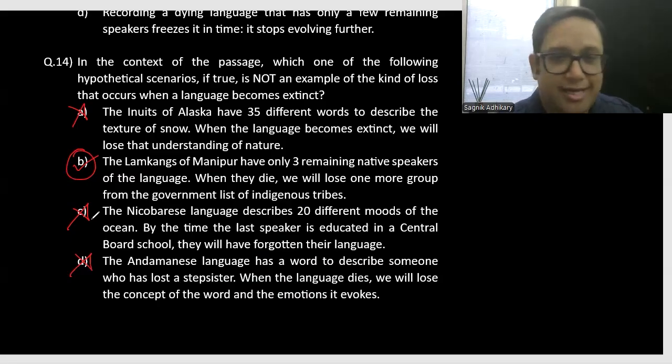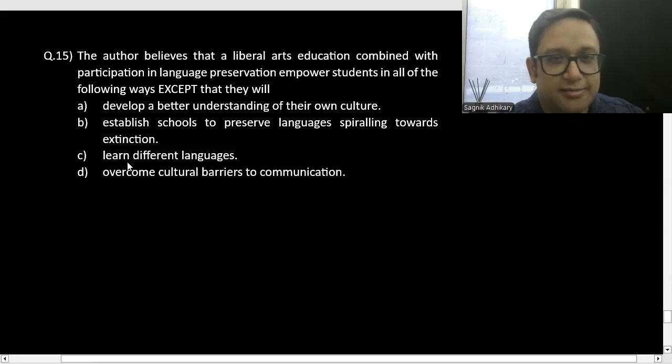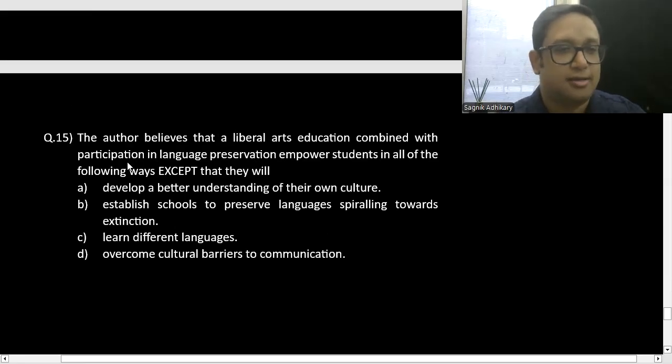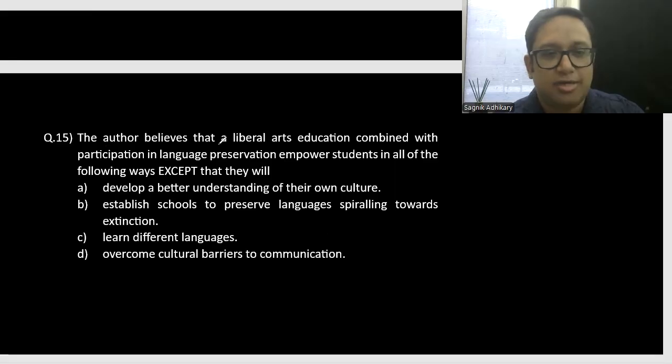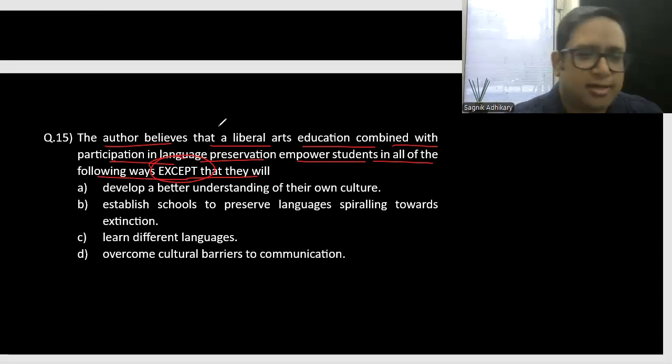One last question remaining. Question 15. It says here, the author believes that a liberal arts education combined with the participation in language preservation empowers students in all of the following ways, except that they will. Yet another except type question, quite a few this time around.